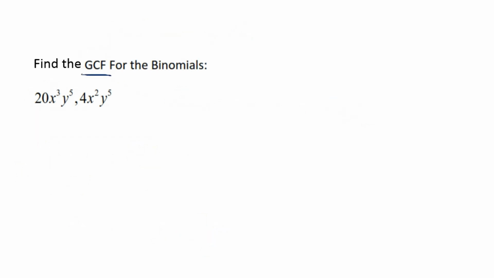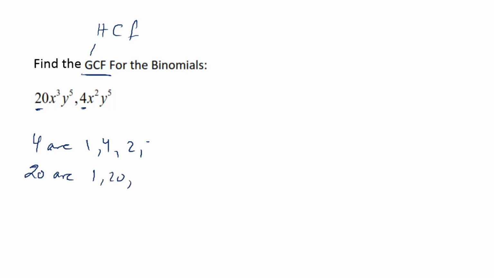In the case of GCF, greatest common factor, and sometimes it's highest common factor, between 4 and 20: factors of 4 are 1 by 4 and 2 by 2, so I'm not going to write it twice. Factors of 20 are 1 and 20, 4 by 5, 2 by 10. What is the highest common? We notice that 2 is common and 4 is common, but the greatest common between them is 4. So the highest common factor here between the numbers is 4.